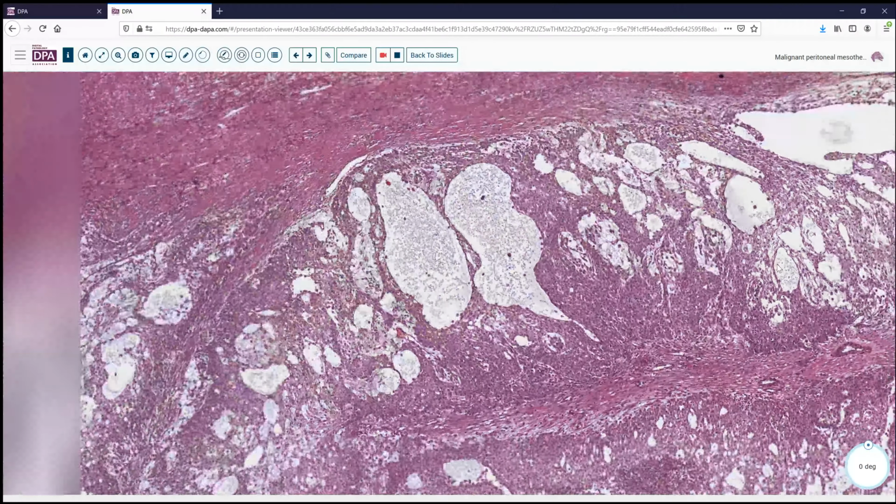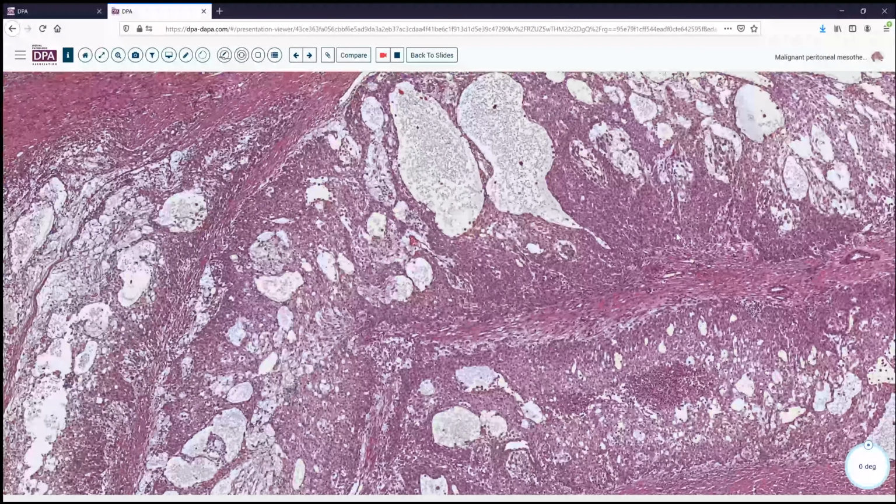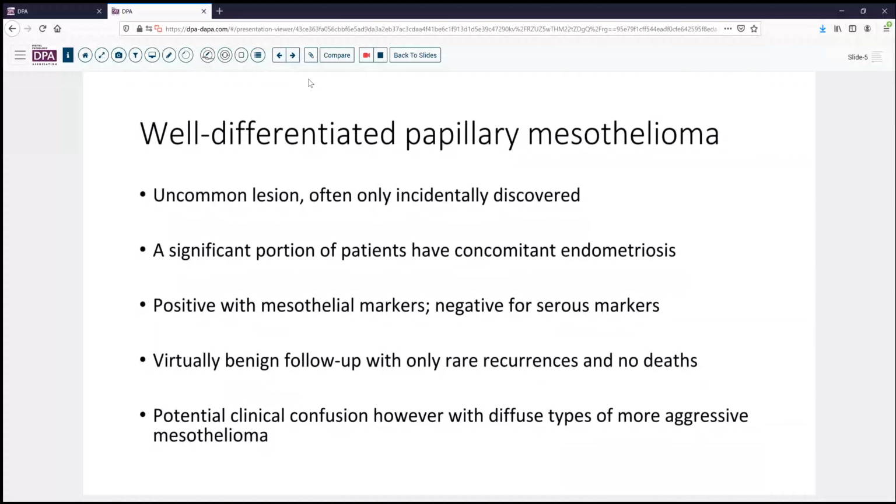Now, mesothelioma obviously can have a variety of patterns, including biphasic patterns with spindle cells, papillary proliferations, and so forth. But as you'll see here, the cytology is quite different, as well as the architecture being different. So what is well-differentiated papillary mesothelioma? Well, this is an uncommon lesion. It's not frequently encountered, and often when it is detected, it's incidentally discovered. In other words, it doesn't of itself usually produce disease. It's usually discovered, as in our case, with some other disease like endometriosis.